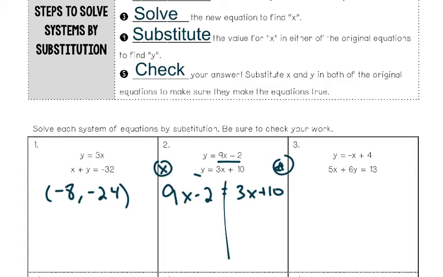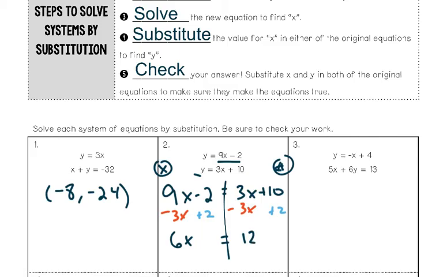So I need to get rid of the 3x's on this side by subtracting 3x's. So that leaves 6x's on the left. And then I need to get rid of the minus 2 on this side because it's supposed to be my x side. So I need to get rid of minus 2 by adding 2. So I'm going to plus 2 to both sides. So I'll have 6x equals 12.